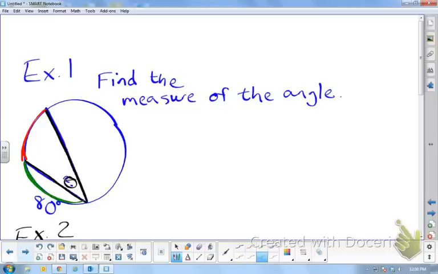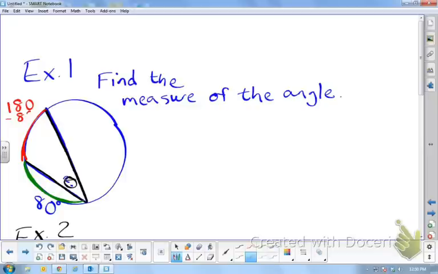Well, if you think about what they've given us and what we're looking for, the green arc and the red arc together, they form an entire semicircle. They're half the circle. And we know how many degrees are in half a circle. There's 180 degrees in half a circle. So if I did 180 minus 80, I'd get my red arc, which is 100 degrees.